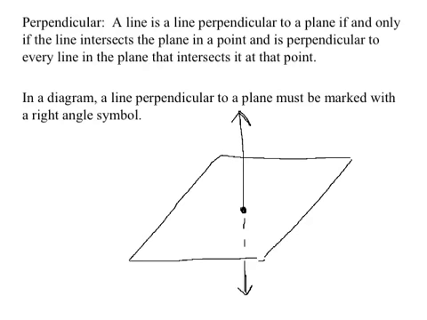A line is perpendicular to a plane if and only if the line intersects the plane in a point, which is right there, and is perpendicular to every line in the plane that intersects at that point. So I could have, there's a line here that's in the plane. There's a line here that's in the plane. There are an infinite amount of lines in that plane.